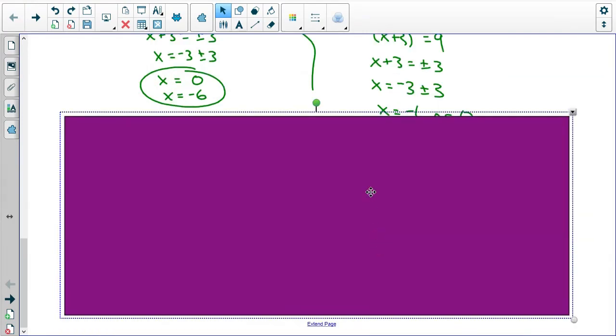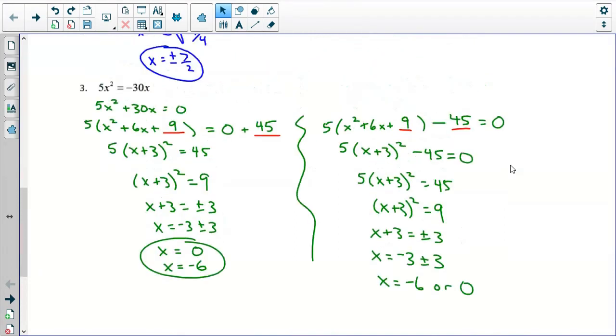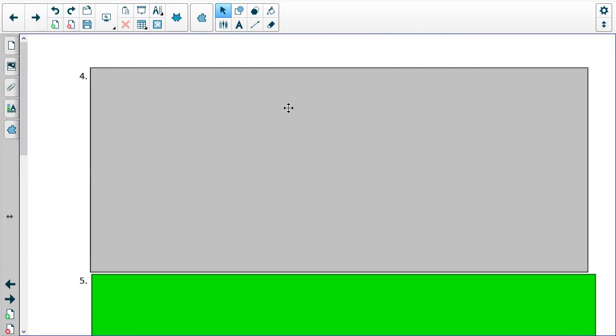I take the square root, which requires me to put a plus or minus, and then I subtract the 3 over, and I get 0 and -6, which I got previously the last two times I did this problem. If we look at problems 4 and 5, we're going to be in big trouble in these problems if we want to complete the square.